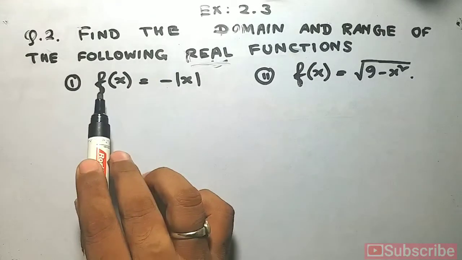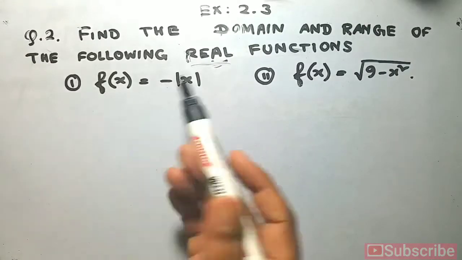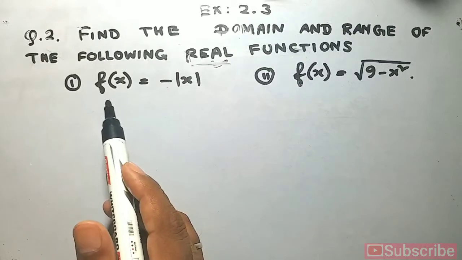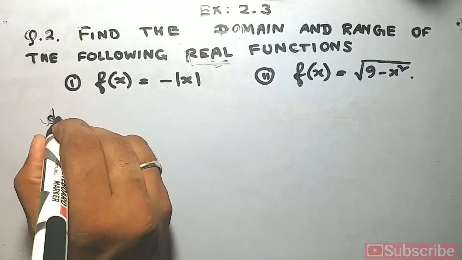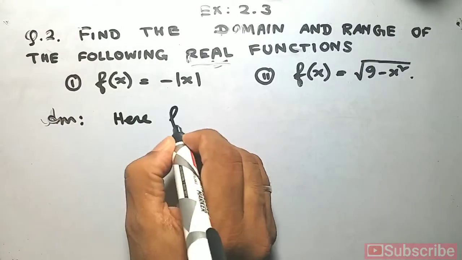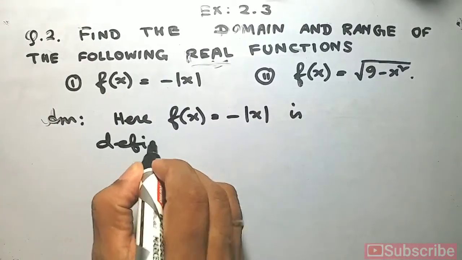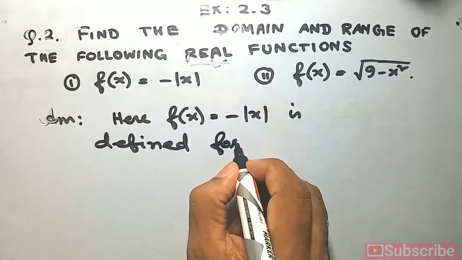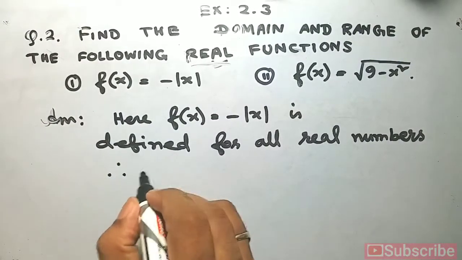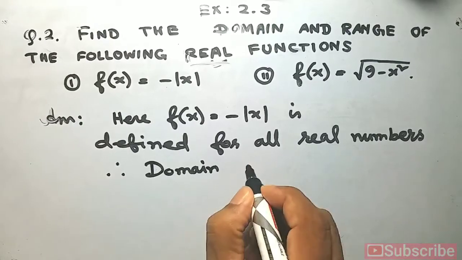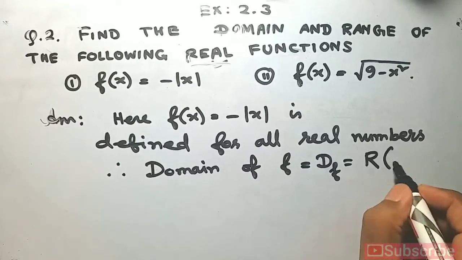Okay, so this is a real function. It means domain is a subset of real numbers, and range is also a subset of real numbers. So which one? Let us see. Okay, so answer here, f(x) is equal to minus modulus of x is defined for all real numbers. Therefore, domain of f, this way we can represent domain of f, which is R, set of real numbers, you can write.